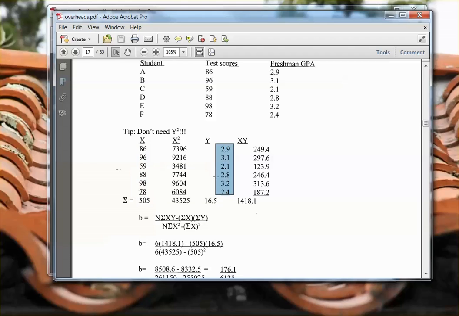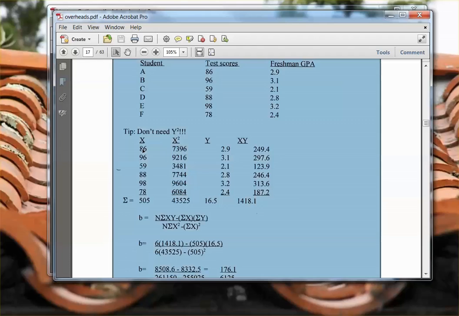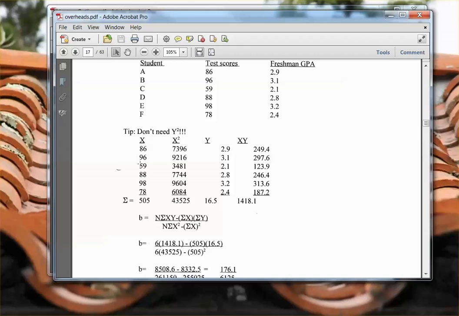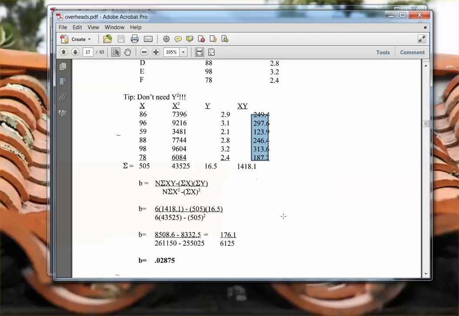Sorry, this is off a little bit. Then we have x squared, so 86 squared, 96 squared, 59 squared, and so on. When you sum that up, you get the sum of x squared. We don't need y squared, so you don't have to do that. Then xy is 86 times 2.9, 96 times 3.1, 59 times 2.1, and so on. When you sum them up, you're going to get this number of 1418.1.